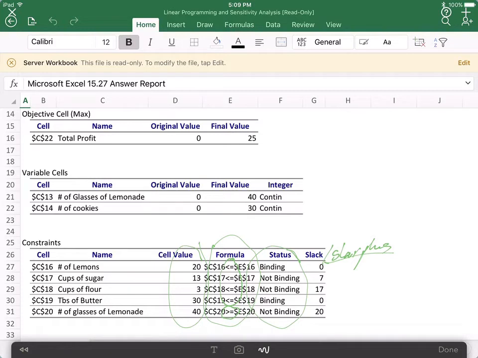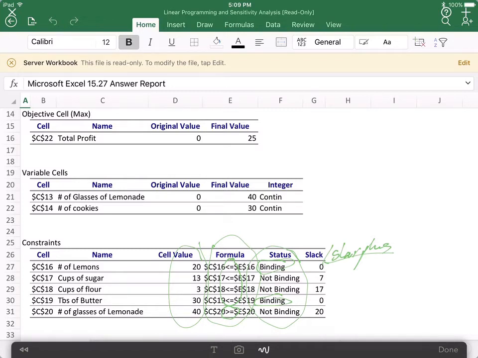But so if you look here, we have these ones that are binding, where we actually, with our optimal solution, we're actually intersecting with the constraint.